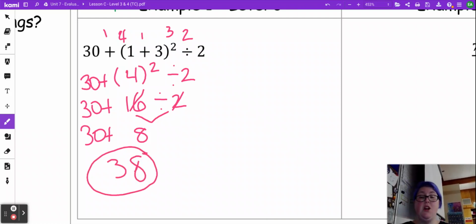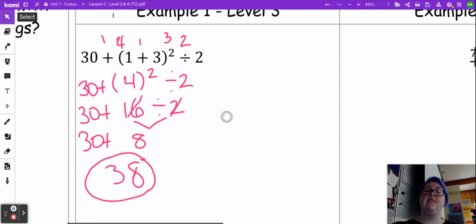Now, folks, please notice there is no equal sign here. We're not solving for anything. We're not saying these two sides are the same thing. We are simplifying this down into its most basic integer. So no equal signs, simplifying.